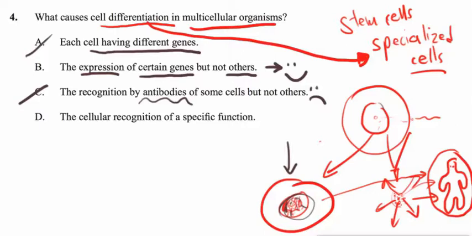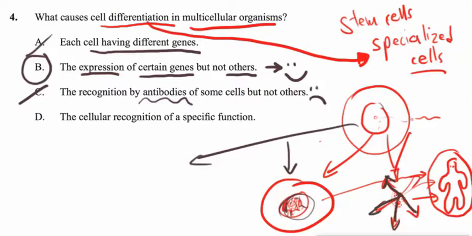The cellular recognition of a specific function. That sounds very, very fancy right here, but if you break it down, this still looks like the best answer. So why is D wrong? The cellular recognition of a specific function. So I guess you could say cells have different functions, like I drew right here. Some will become heart cells, some will become pancreatic cells, some will become skin cells, salivary gland cells, blood cells.